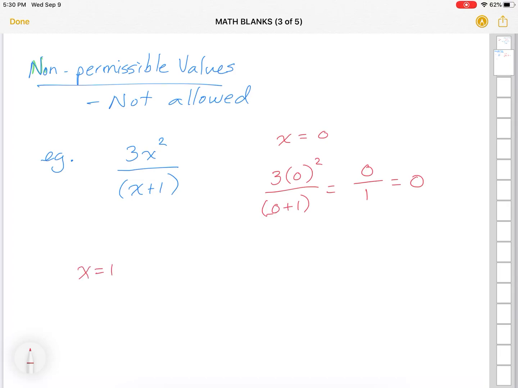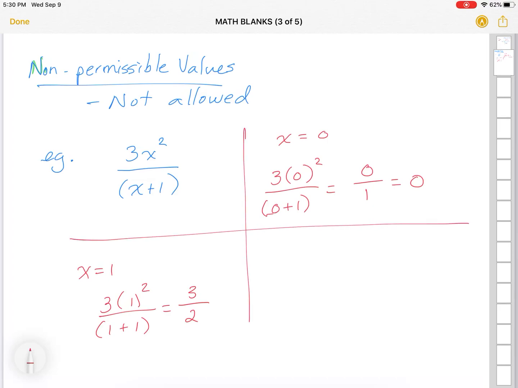If I try x equals 1, I would go 3 times 1 squared over 1 plus 1. So 1 squared is 1, 1 times 3 is 3, and then on the bottom, I have 1 plus 1, which equals 2. So again, I don't get undefined as my answer.